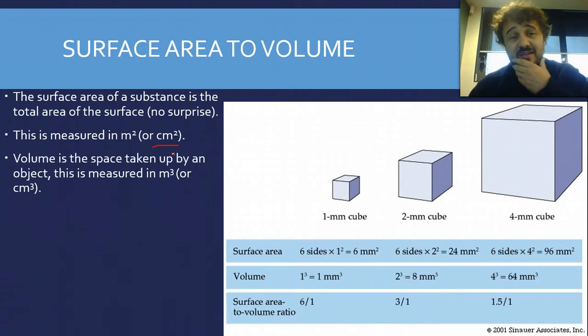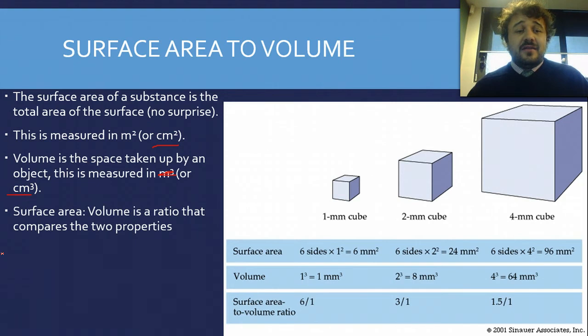Now we can measure volume in meters cubed, but in science we tend to stick to centimeters cubed. 1 centimeter cubed is 1 milliliter, so 20 centimeters cubed is 20 milliliters. The surface area to volume ratio compares these two properties, and this has a lot of impact for life. Basically, it's what limits the size of cells and all sorts of stuff.